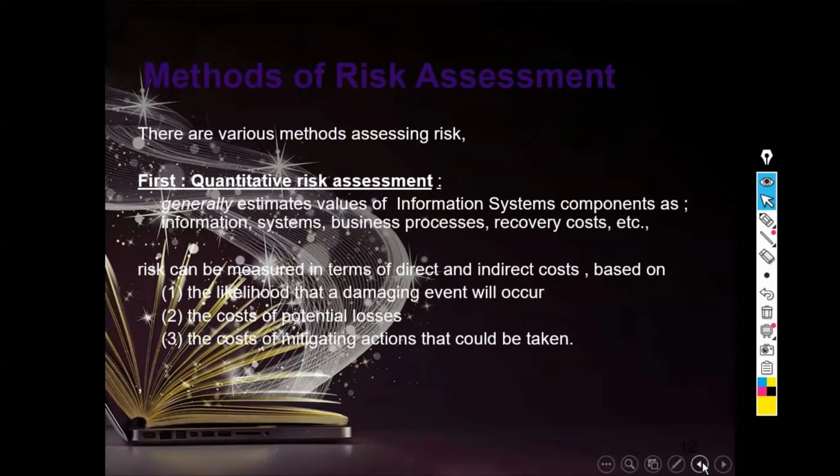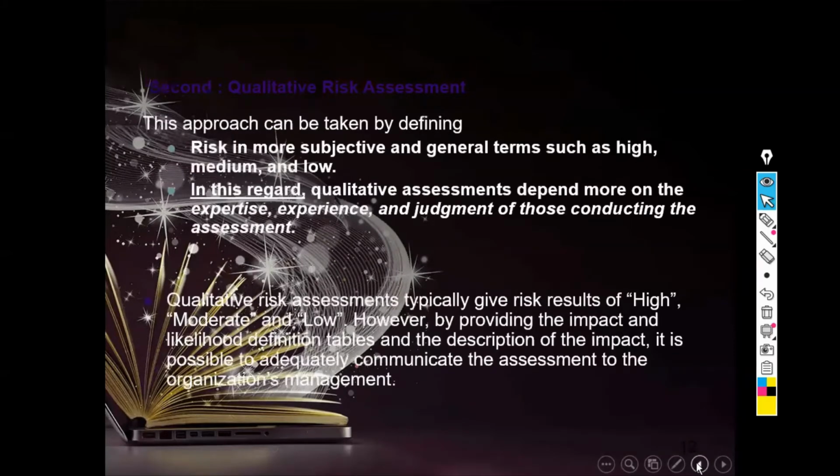The risk can be measured in terms of direct or indirect cost. You measure the risk in terms of direct or indirect cost based upon the likelihood that a damaging event will occur, the cost of potential losses, and the cost of mitigating action that could be taken. This is the quantitative risk, where we provide the score, and based upon the score, we assess the risk.